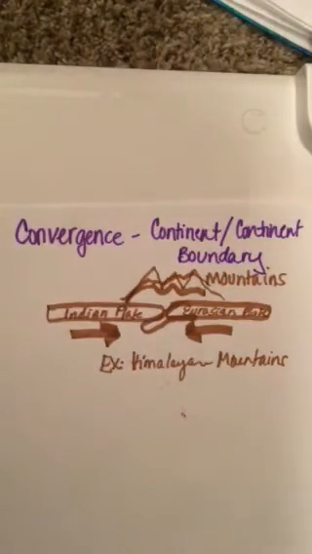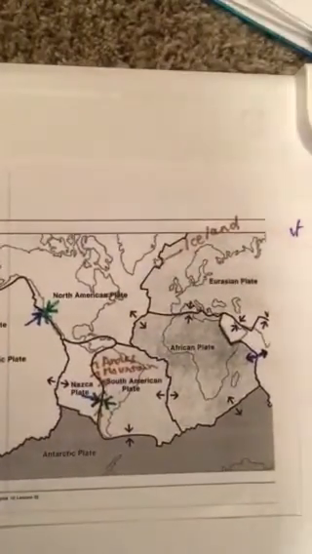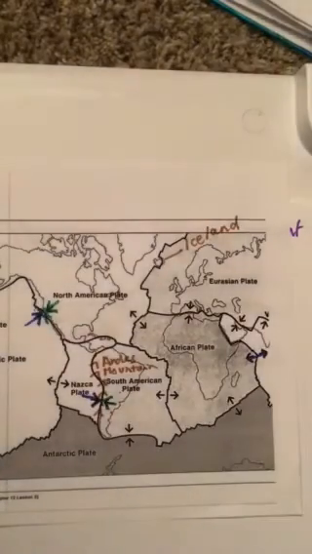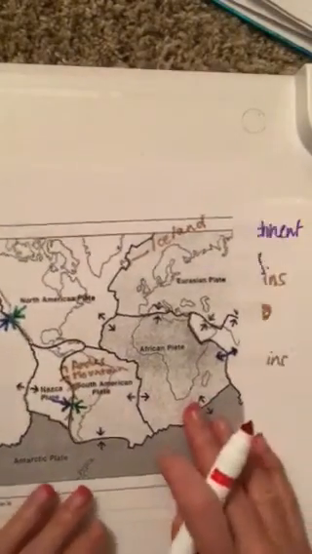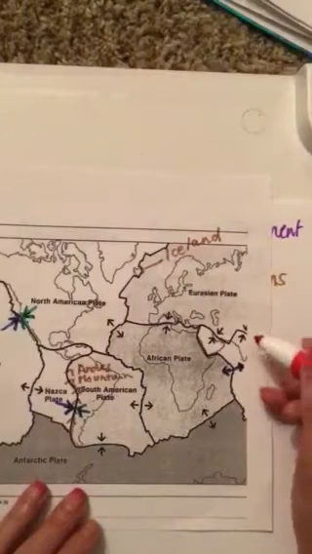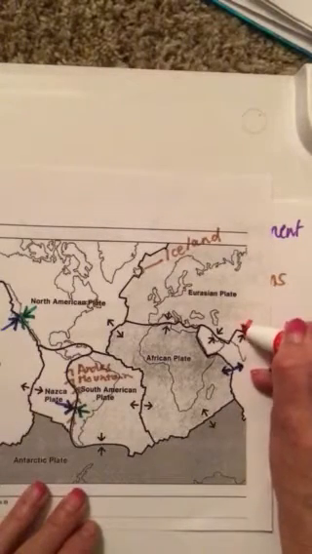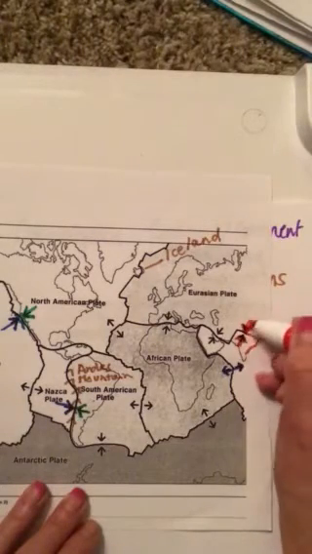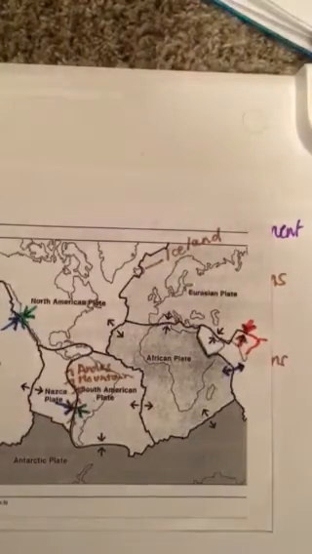So let's look on our map and see where this is occurring exactly. We just said it was occurring between the Indian plate and the Eurasian plate, which is right here. This is the Indian plate. This is the Eurasian plate. They're coming together here, and we are forming mountains. So that's my mountains. Those are our Himalayan mountains right there, and that's how they're being formed.